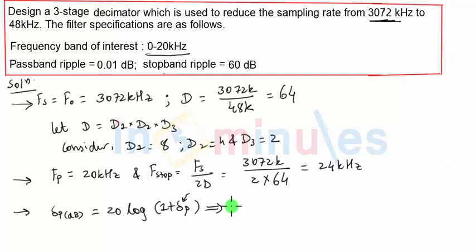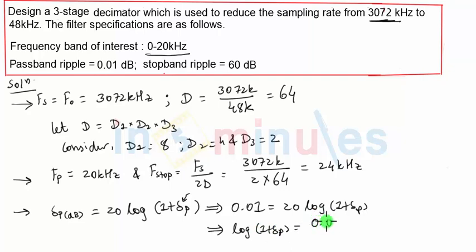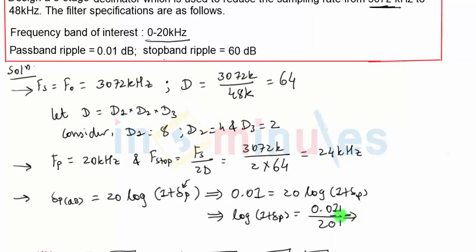As per the given question, it's 0.01 equal to 20 log of 1 plus delta P. I'll keep log of 1 plus delta P on one side and send 20 to the other side, so it's 0.01 divided by 20. Finally, we will take the anti-log because this is log to the base 10. So 1 plus delta P equals 10 raised to 0.01 divided by 20. Then if I send 1 to the other side, I get the value of delta P. So delta P will be this value minus 1, and that comes out to be 1.152 into 10 raised to minus 3.